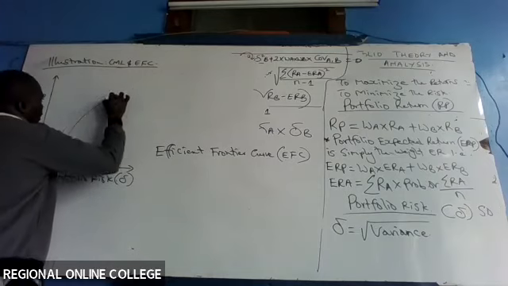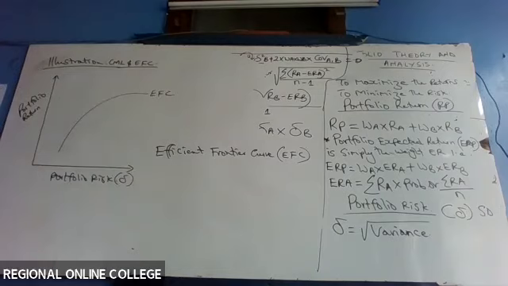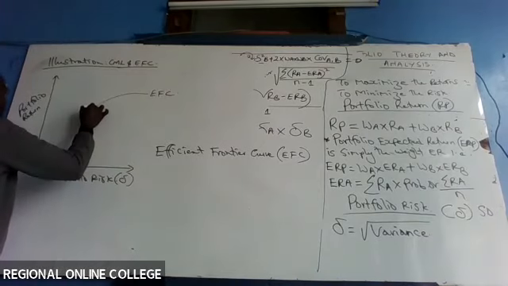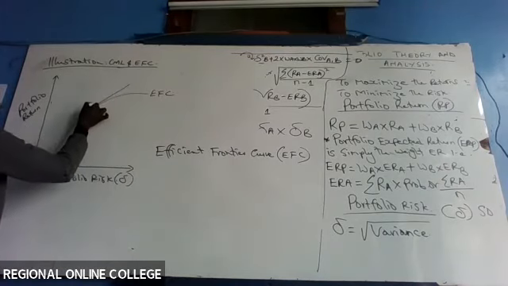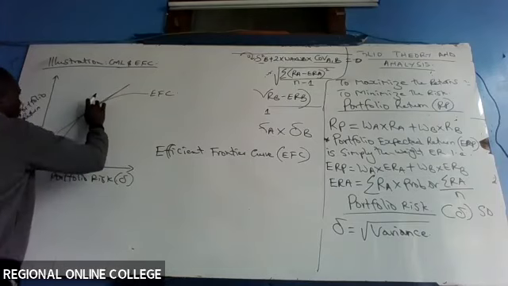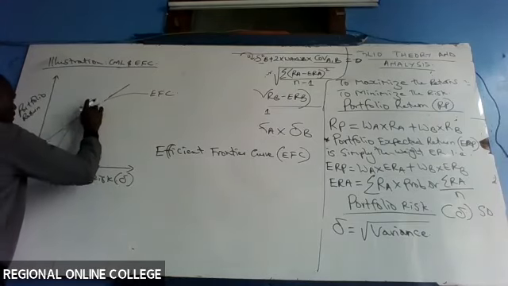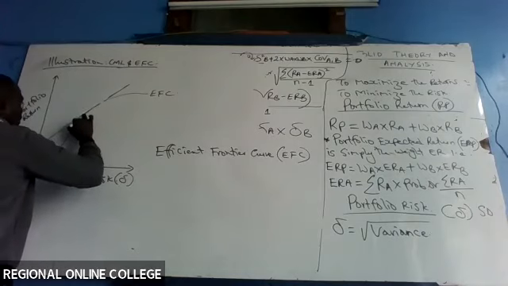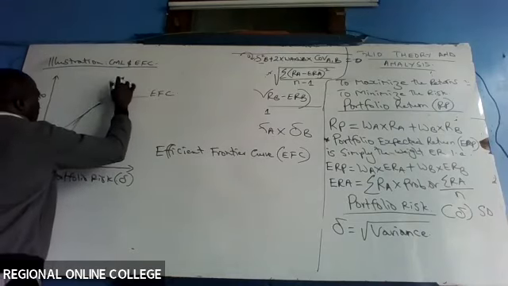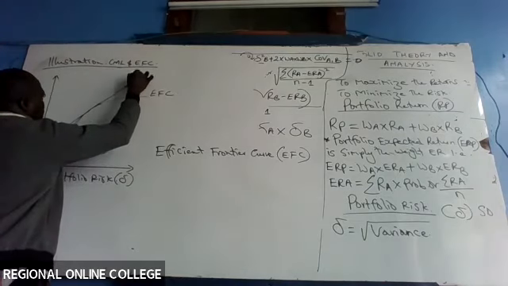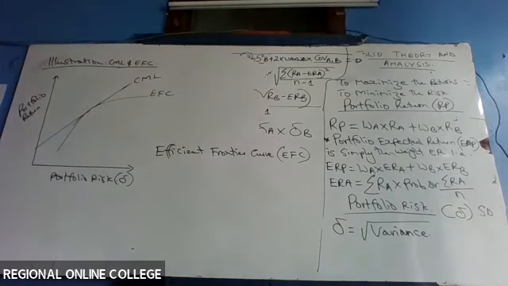So the efficient frontier curve is a concave curve. It's a simple concave curve. And if you can have a straight line, use your good ruler. Now I'm using my bad ruler. So where it originates, this place is what we call the risk-free rate of return.